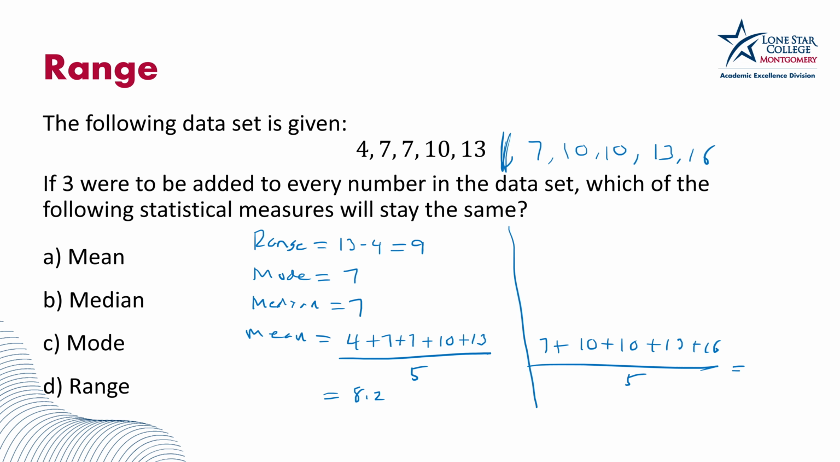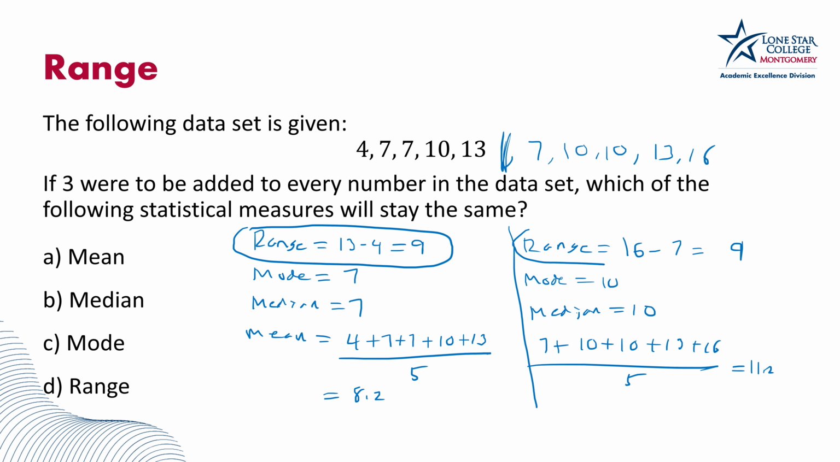So that changes. The median, again, would change, because the median here would be 10. The mode would also change, because the number that shows up the most now is not 7, it's going to be 10. However, the range is going to stay the same, because we're still doing 16 minus 7, which is still going to give us 9. So no matter if it's the original set or the new set, the range is the one that does not change, which is answer choice D.